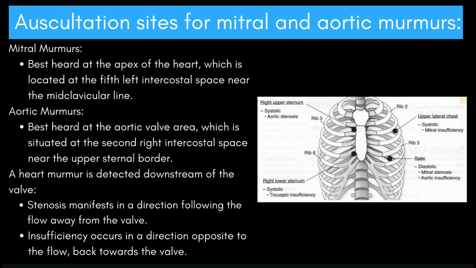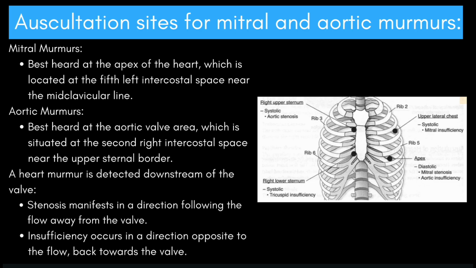Moving on. Next, I'm going to talk about auscultation sites for mitral and aortic murmurs. Mitral murmurs are best heard at the apex of the heart, which is located at the 5th left intercostal space near the midclavicular line. Aortic murmurs are best heard at the aortic valve area, which is situated at the 2nd right intercostal space near the upper sternal border.